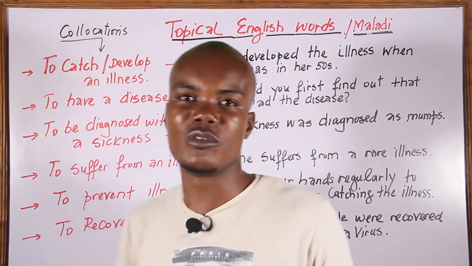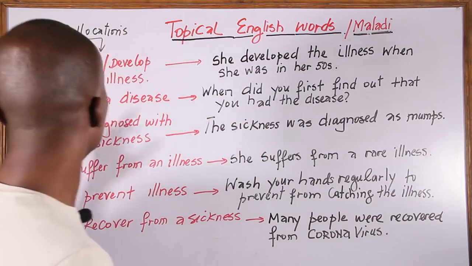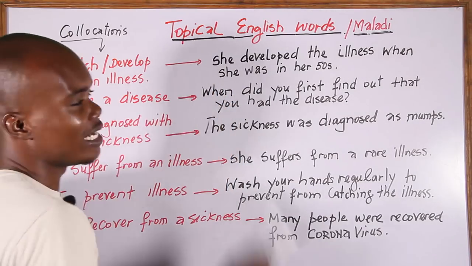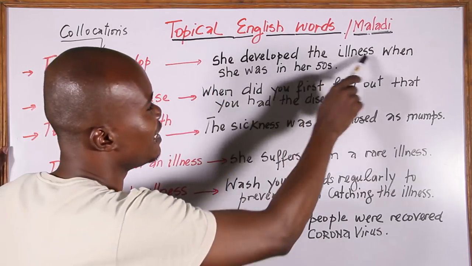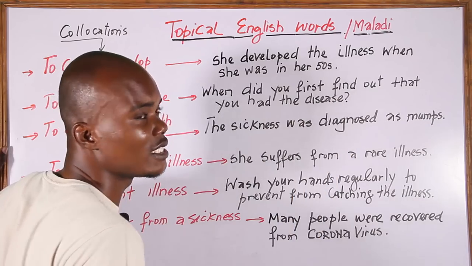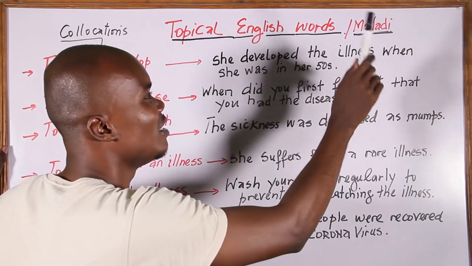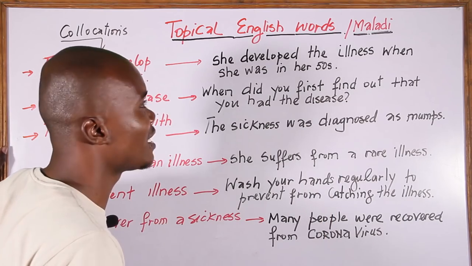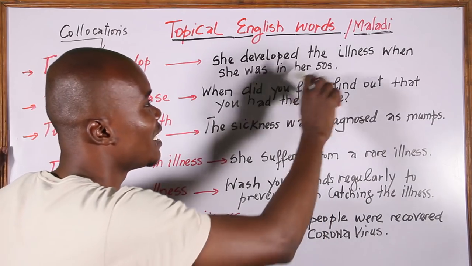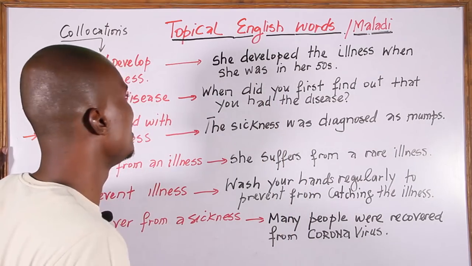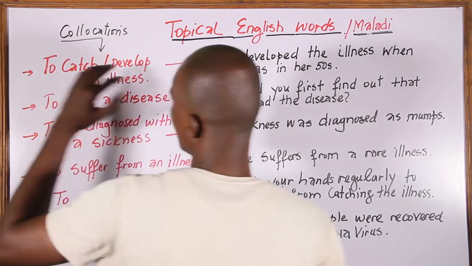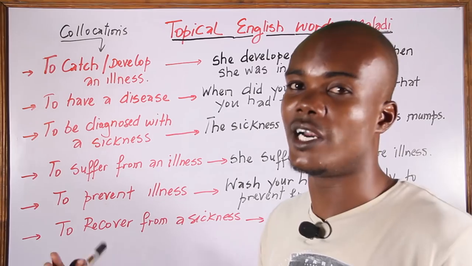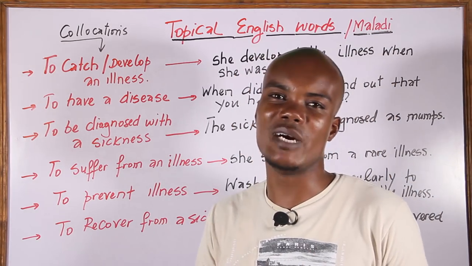Let me give you an example just to see that. For example, I say she developed the illness when she was in her 50s. This sentence means she developed the disease when she was in her fifties. Now, to catch a sickness or an illness means to catch a disease.